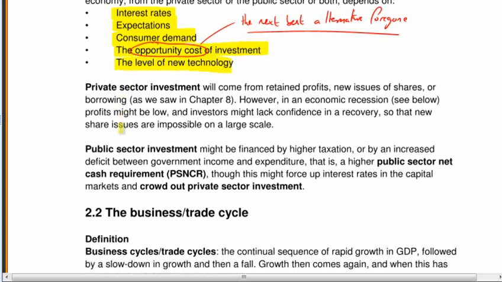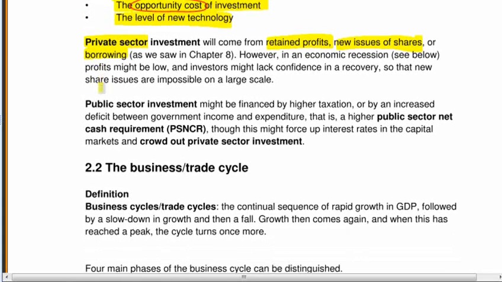Now, investment comes from two places. It comes from the private sector, so from firms in the private sector. And they can invest either from the profits that they've earned, which they haven't paid out to their shareholders, or they can ask their shareholders for more money, or they can borrow. Okay, now, we're going to talk about this very shortly in the next section, in fact, but in an economic recession, profits are going to be low, and investors might lack confidence. Okay, so raising finance by issuing new shares is going to be very, very difficult, and therefore potentially investment is going to be difficult.